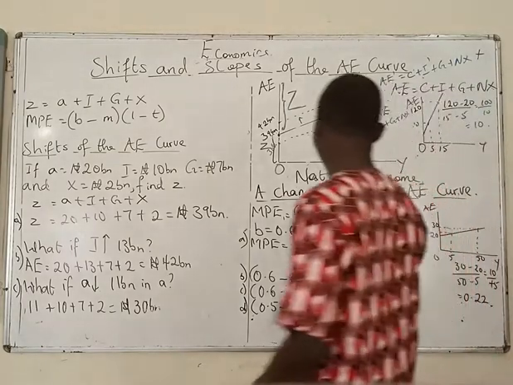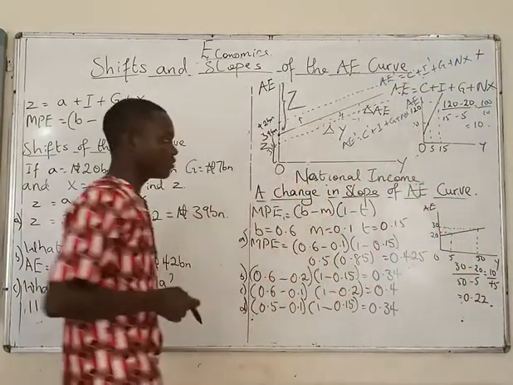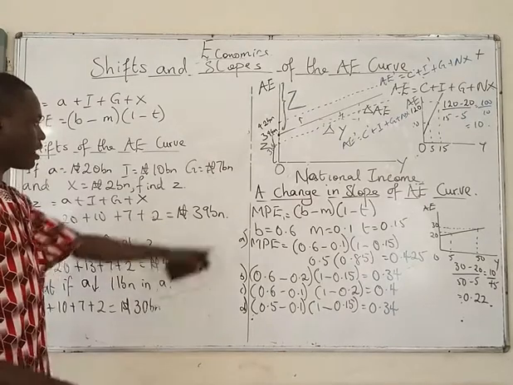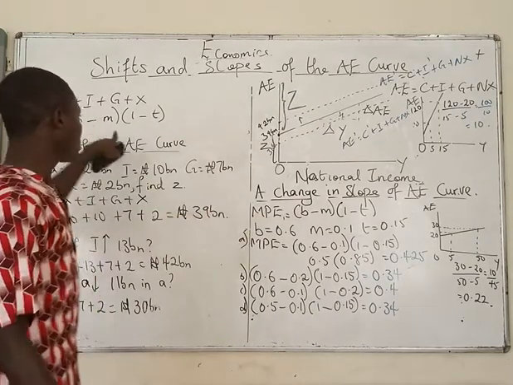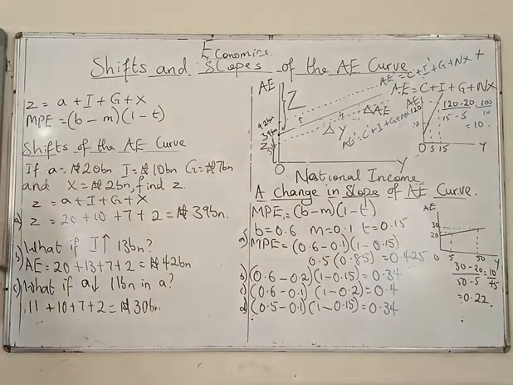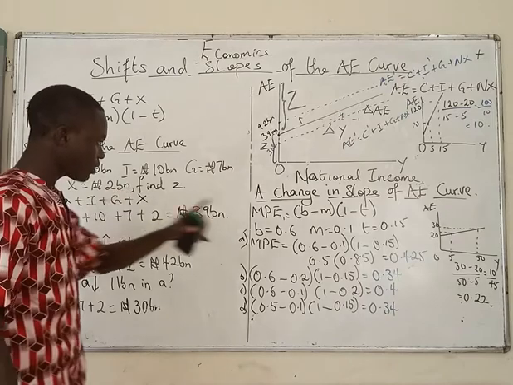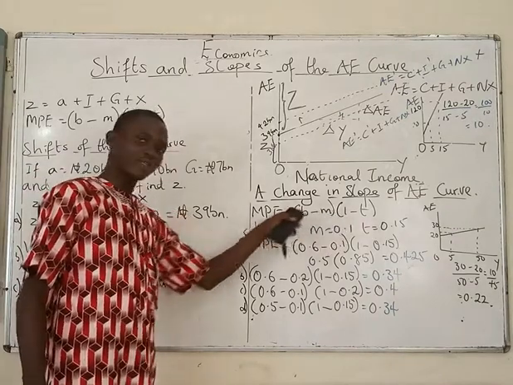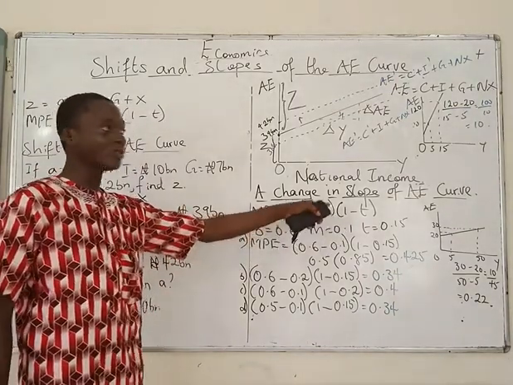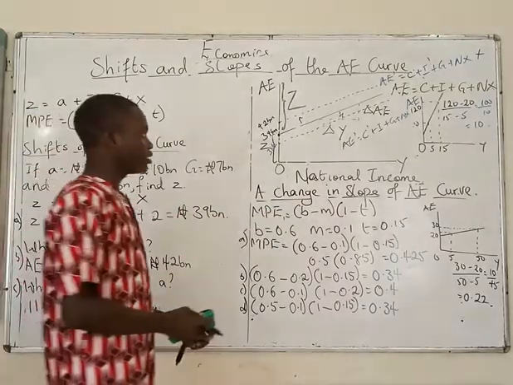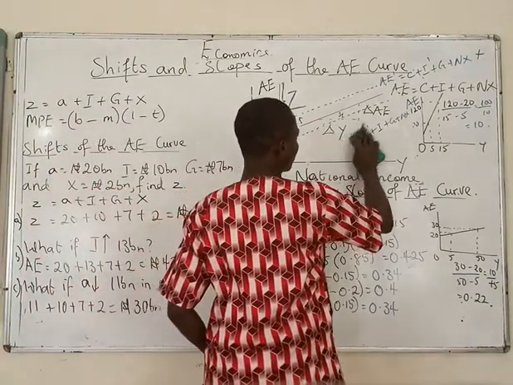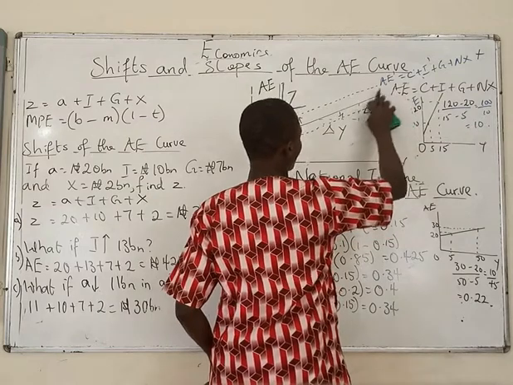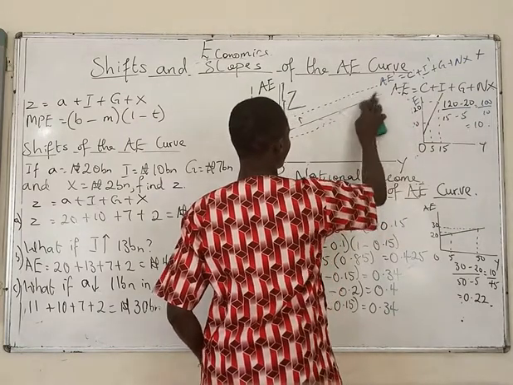Now, how about a change in slope of the AE curve? What changes the slope of the AE curve? Now, MPE is given as B minus M, times 1 minus T, which is what we have here in a simple form. So if there is a change in any of these components, the slope of the graph will change. Let me just wrap all of this off, because I want to depict something.